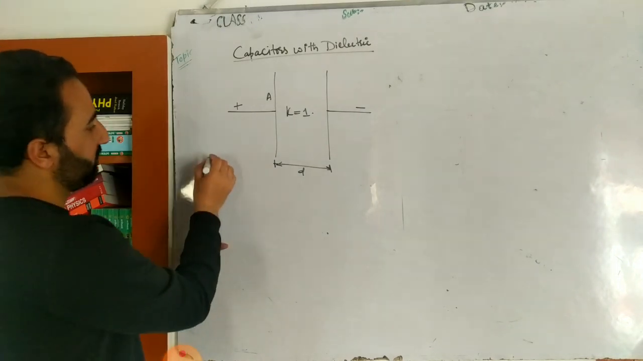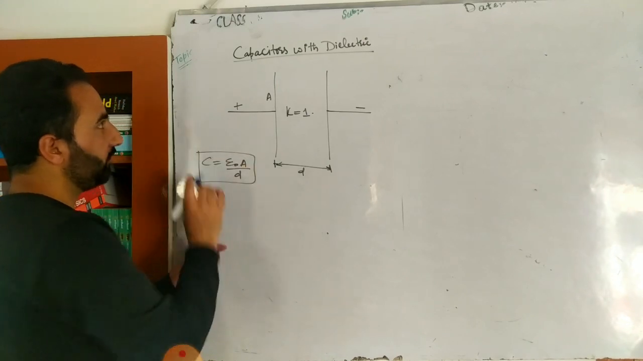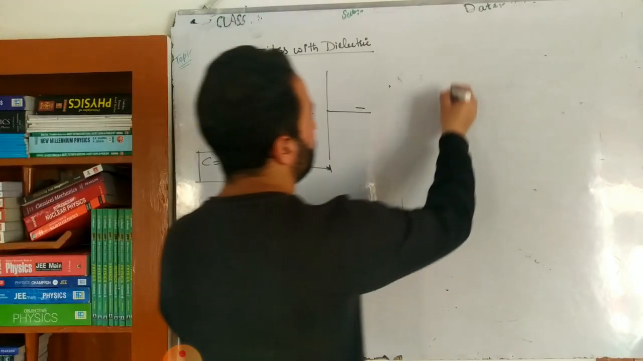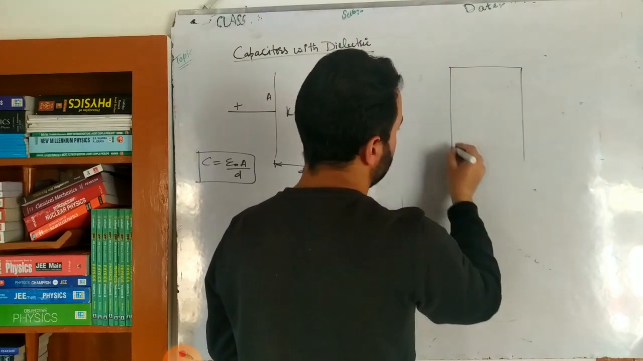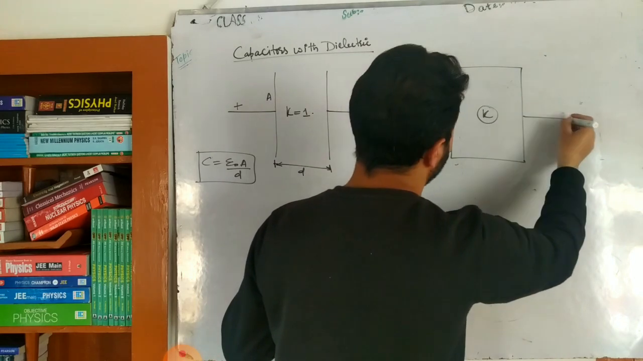We have already calculated that capacitance is simply equal to epsilon 0 A divided by D. Now suppose that we have the same capacitor, but this time it is filled by a dielectric whose dielectric constant is K.